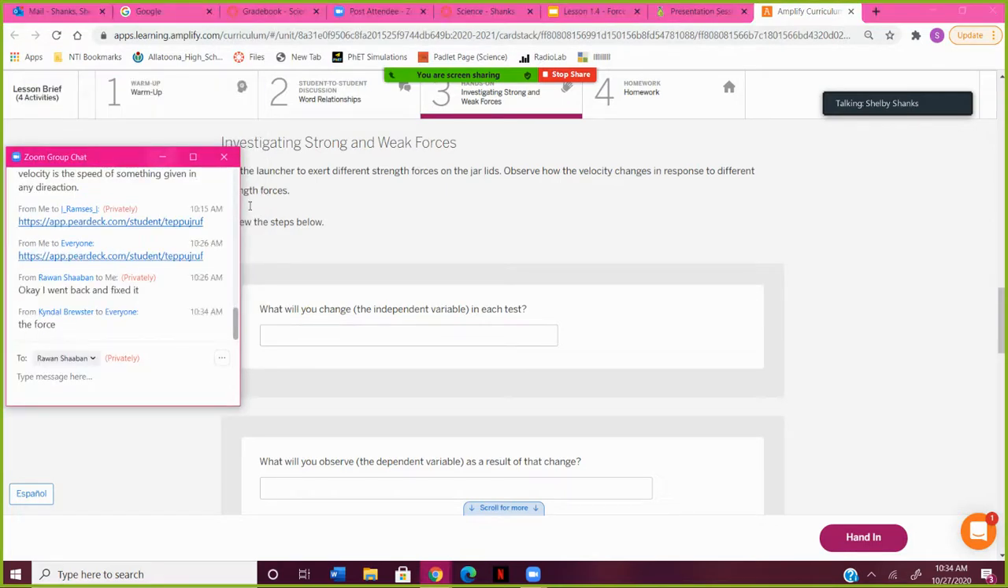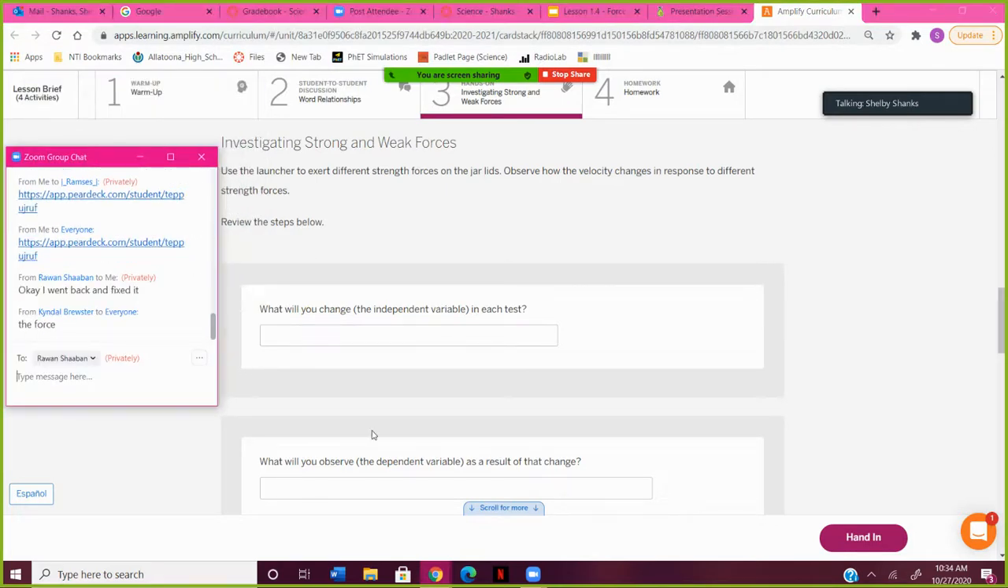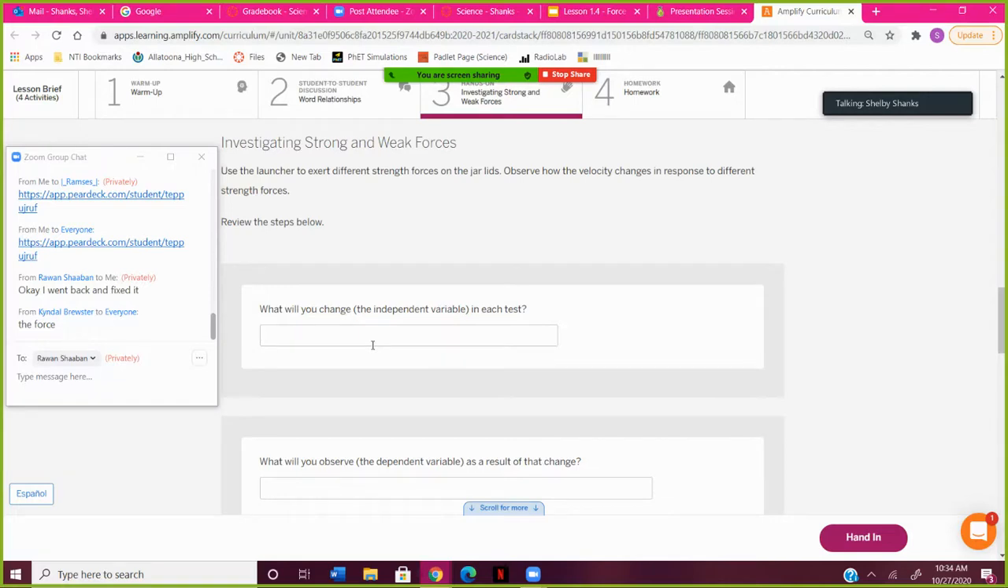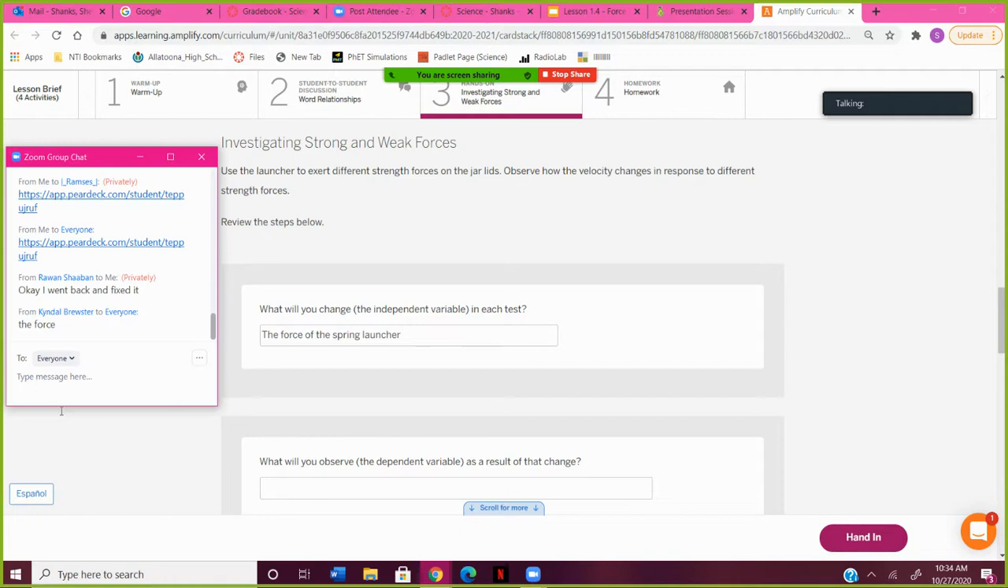Right, the force, Kendall. So we are changing how far we pull back that spring launcher, right? So we are changing the force of the spring launcher. That is what we're changing in each test, the force of the spring launcher. So one partner would be pulling it back to 2, one partner would be pulling the spring launcher back to the Mark III.